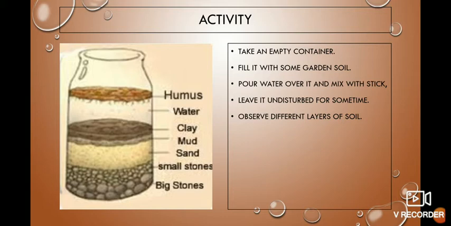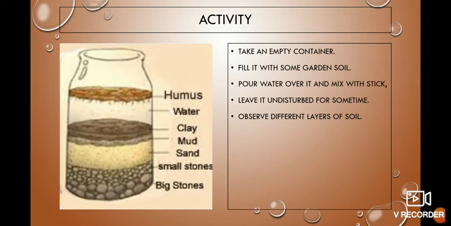Do this. Next, pour water. Pour water on this soil, right? Till how much water you have to pour? You have to pour till 3/4 of the container is filled. Now take hold of a stick and mix this mixture nicely. Take care that you don't soil your dress, right? Be careful.